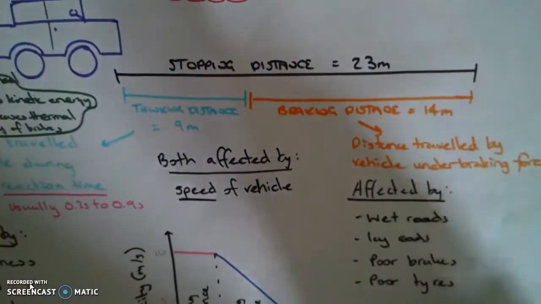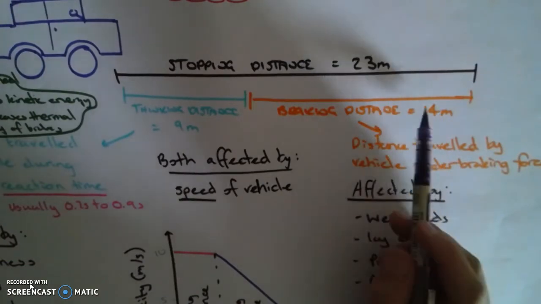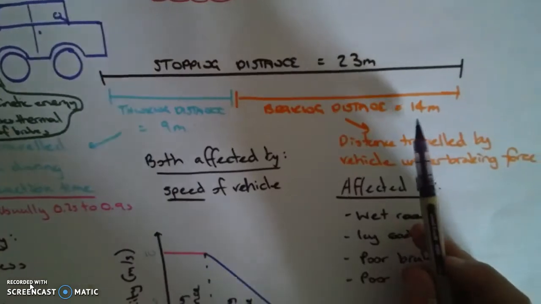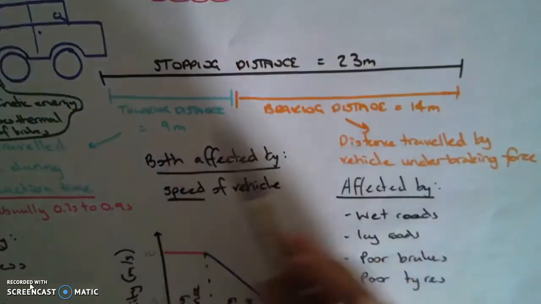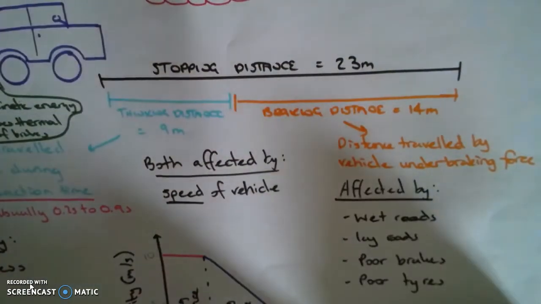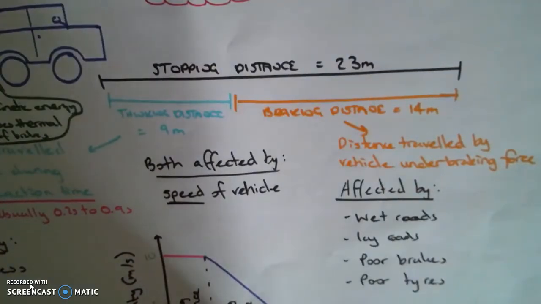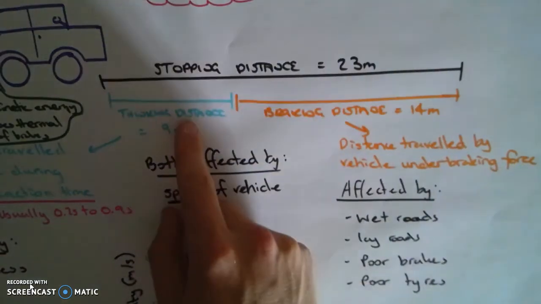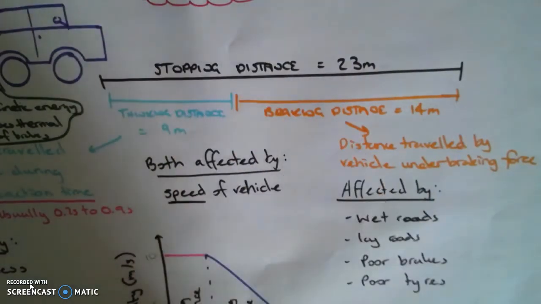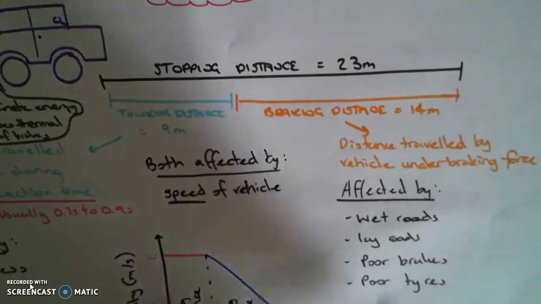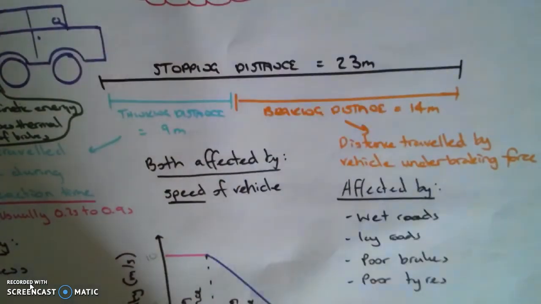And then we have the rest of the 23 meters. So if the first 9 meters is thinking distance, then the rest is 14 meters, because 14 plus 9 goes to 23. And that 14 meters is taken up as the braking distance. Now, this is the distance traveled by the car under the braking force. This is after you have reacted to the environment. You put your foot on the brake pedal, and that causes the car to stop. So 14 meters is taken up by the braking distance.